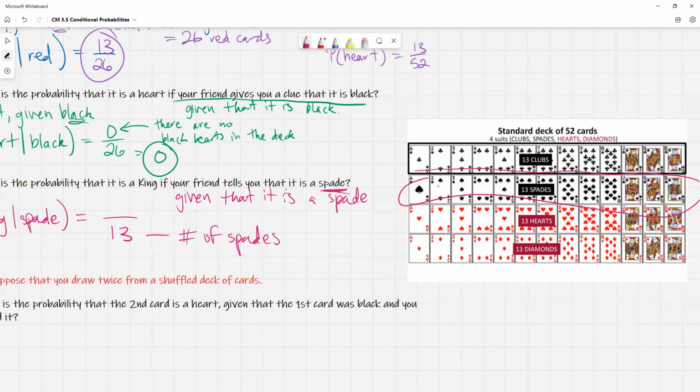And how many of these spades are kings? Okay, notice how we typically have 4, okay? But in the spade section, there's only 1 king. Okay, so there's only a 1 out of 13 chance that our card is a king if it's already a spade. Because now that we know it's a spade, there's only one option for it to be a king, which is the king of spades, right? And so our new probability is 1 out of 13.